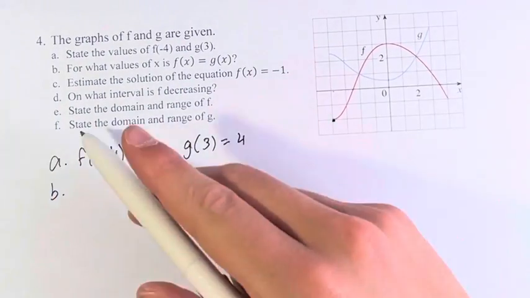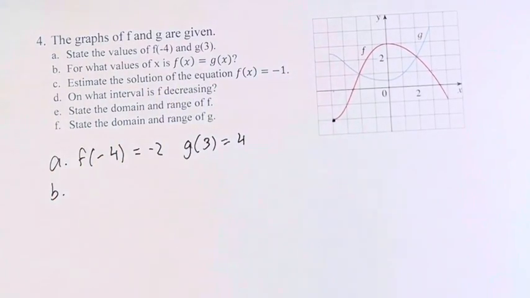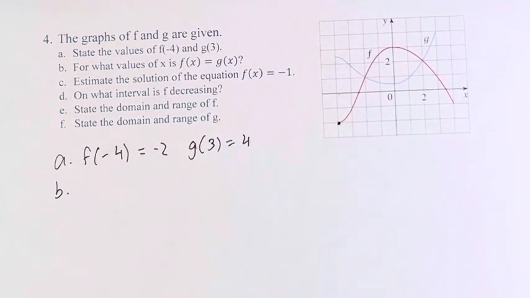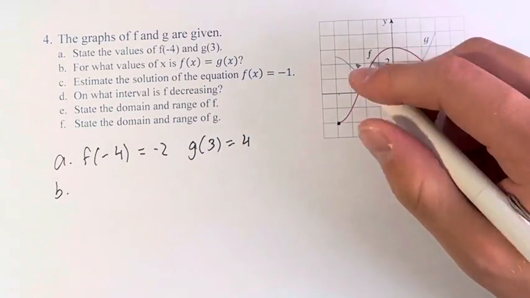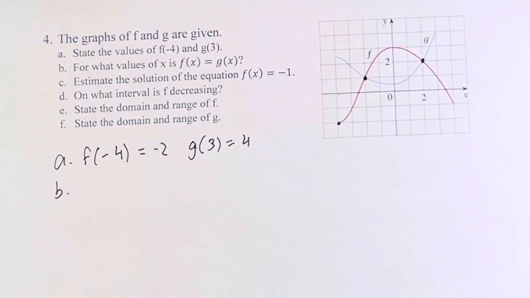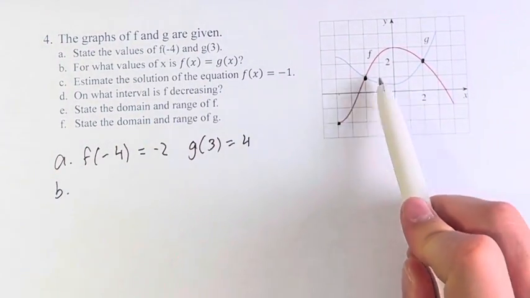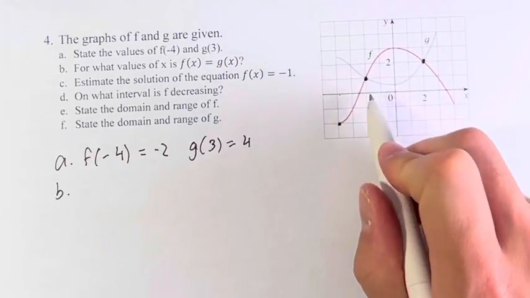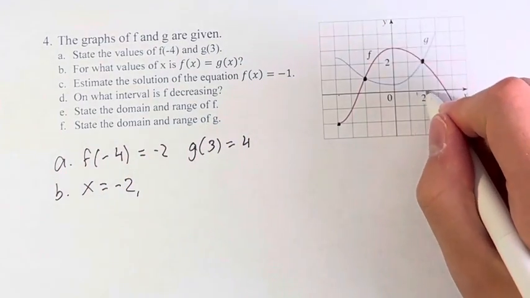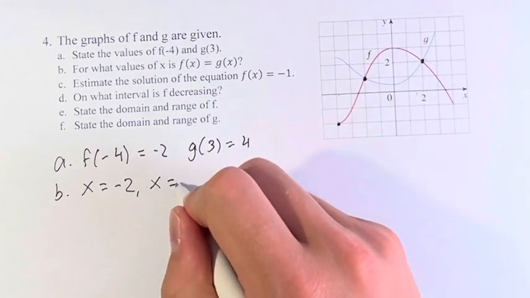Next, we're asked for what values of x is f of x equal to g of x. We just have to look at the graph and see where we have any intersection points, because where they're intersecting, they're equal to each other. We can see that happens right here and right here. So for what values of x is this true? Well, we'll just find the x values of these points: negative 2 and positive 2.